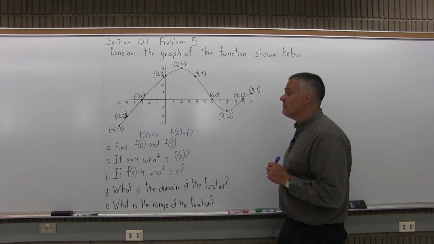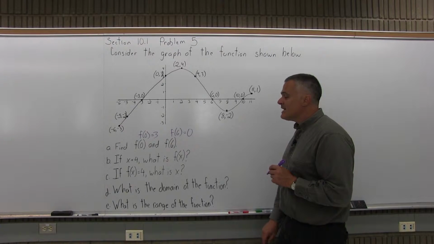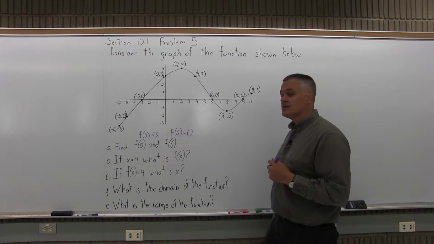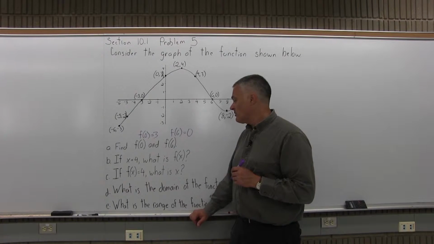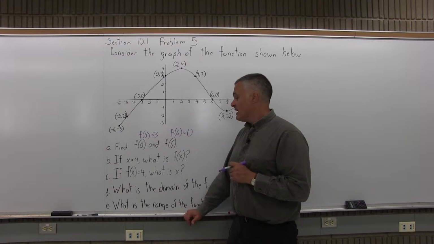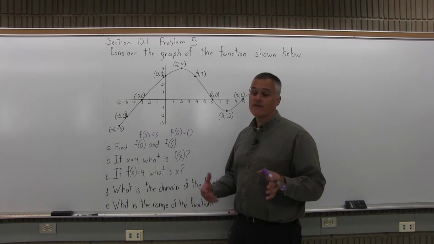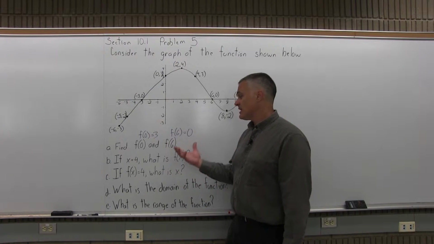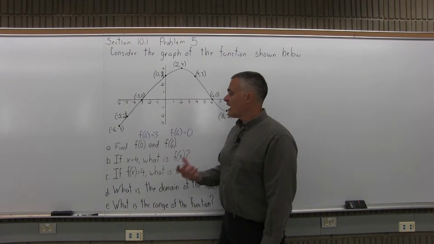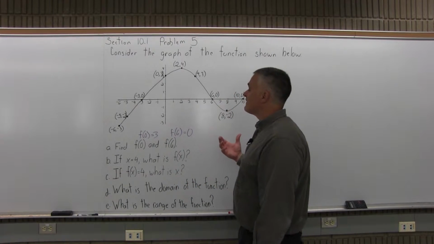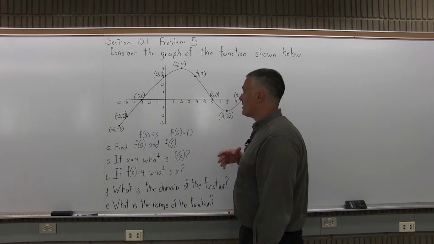And then part B is the same question, essentially asked in a little different format. It says, if x equals 4, what is f of x? And again, remember when you deal with functions, f of x and y is interchangeable. You could ask the question, if x is 4, what is y? It's the same thing. So if I go and find the point on the graph that has an x coordinate of 4, what's the y coordinate that goes with it?